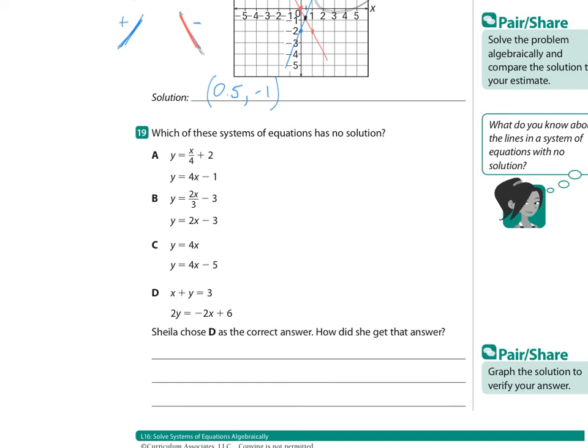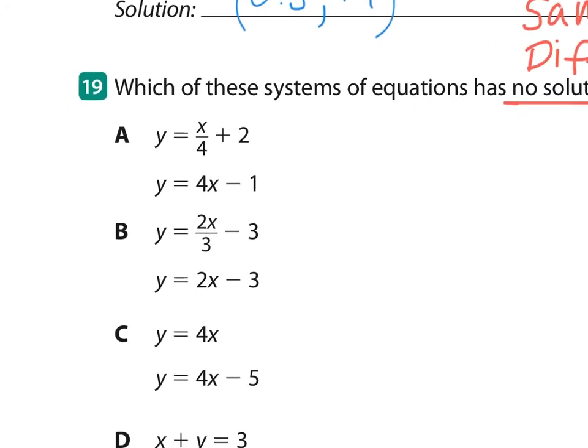So think about what no solution means to us. So no solution means same slope. And what does it mean about our y-intercepts? Different y-intercepts. Right? That way I have parallel lines, but the parallel lines don't have the same y-intercept, so they're never going to meet. So I think if we just look at slope and y-intercept for each of these, that's all we really need to do.